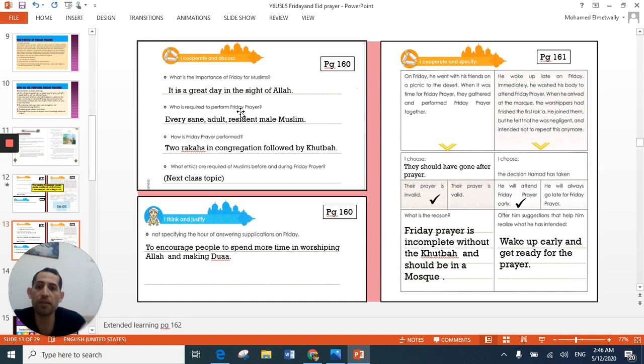Who is required to perform Friday prayer? Who should perform Friday prayer? Here is the answer: every Muslim who has a mind, so the insane are not allowed and do not have to perform Juma. Adult, so the children do not have to perform Friday prayer, as the Prophet said, "Allimu awladakum as-salah wa hum abna'u sab'a wadribuhum 'alayha wa hum abna'u 'ashr." Teach your children the prayer at the age of 7, and order them to perform the prayer at the age of 10.